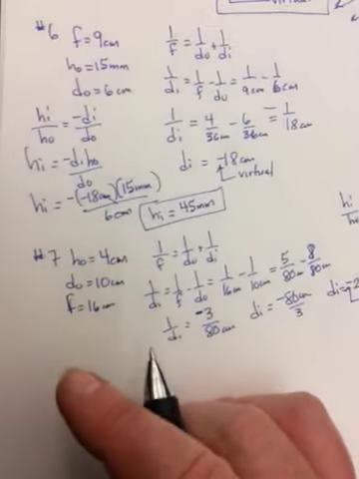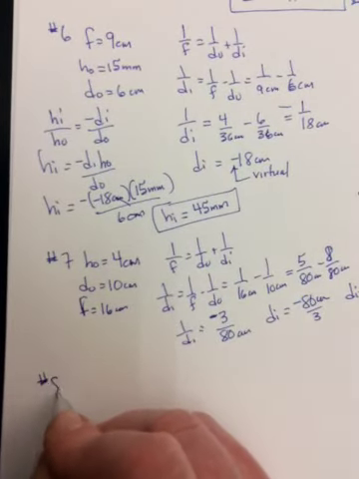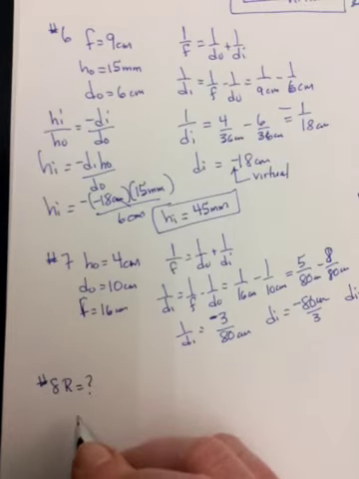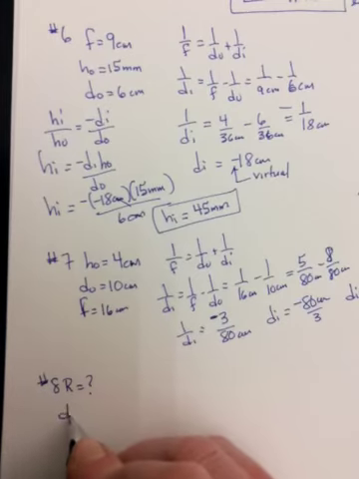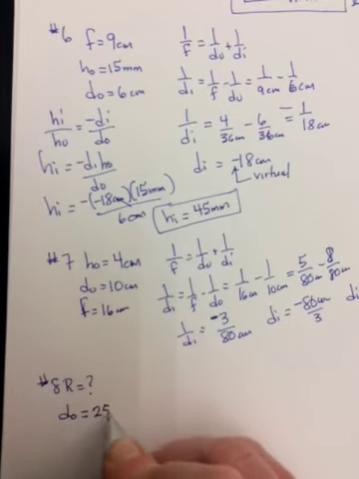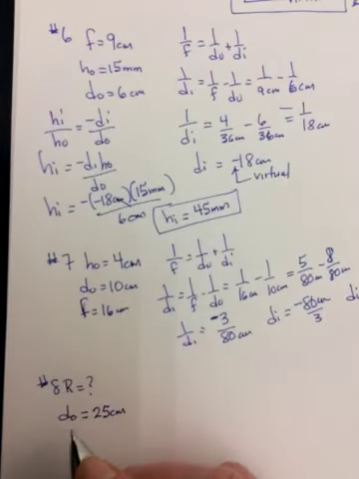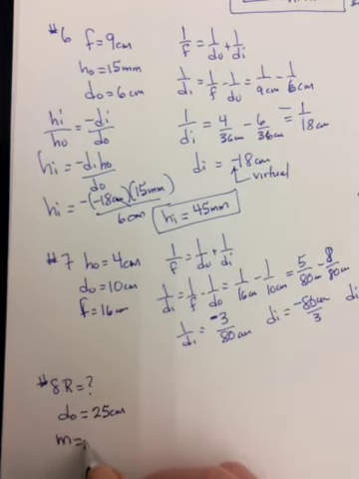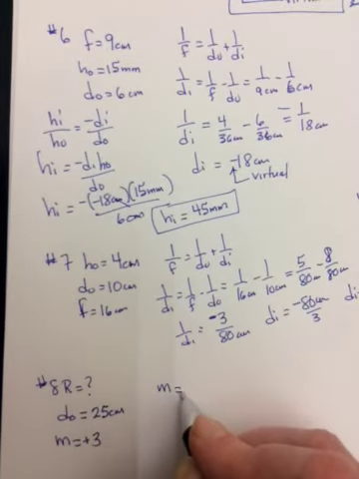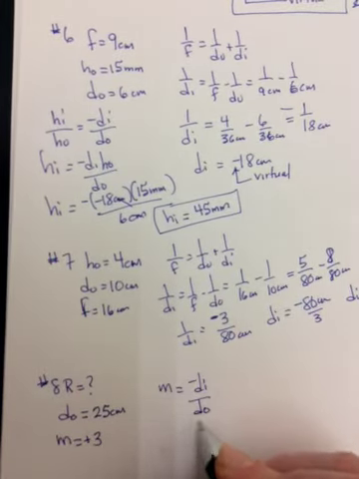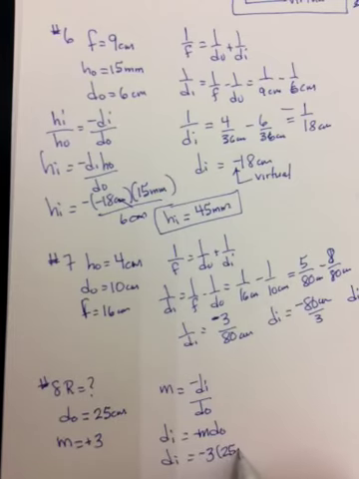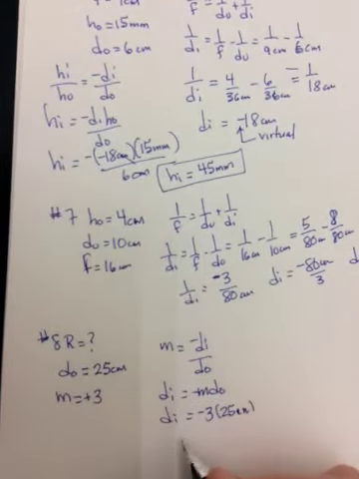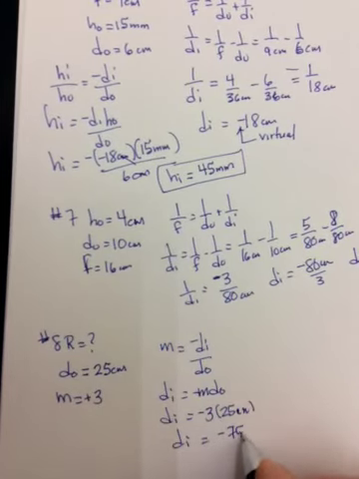And the last one: what should be the radius of curvature? So we're looking for R. What should be the radius of curvature of a concave mirror that magnifies an object placed 25 centimeters away by a factor of 3, and it's positive 3. So magnification is equal to negative di over do. So di will be equal to negative magnification times do. So negative 3 times 25 centimeters. So our di is negative 75 centimeters.